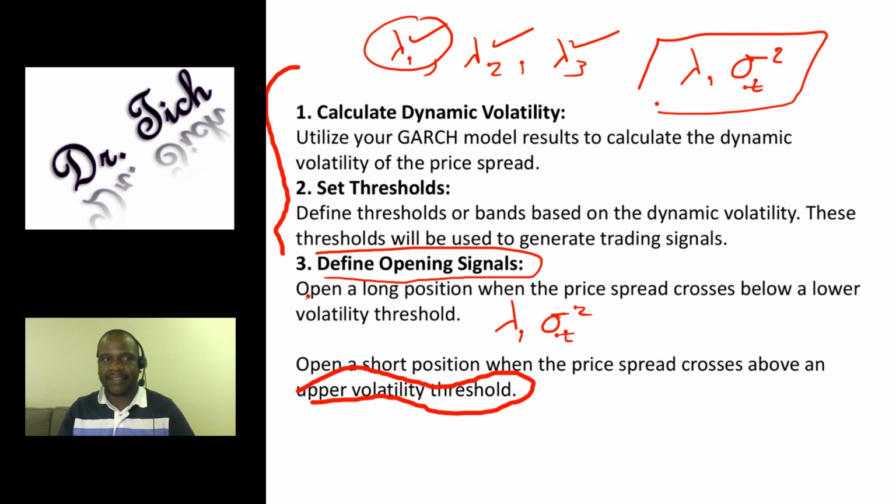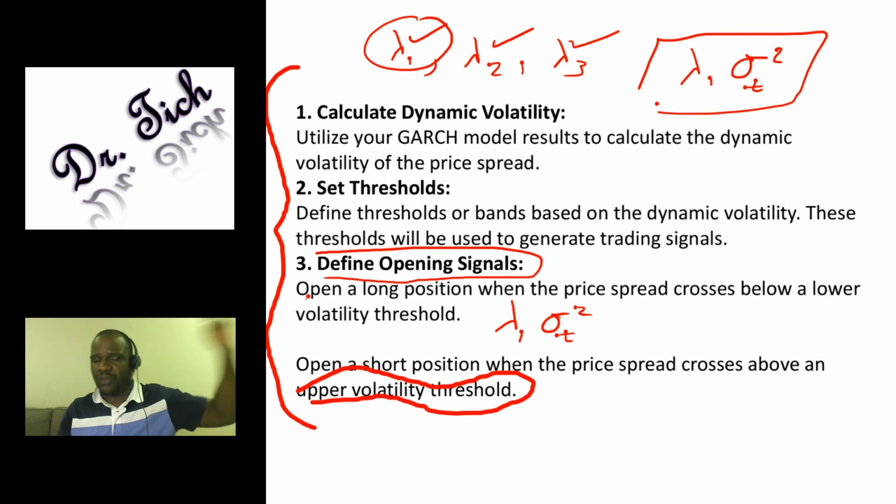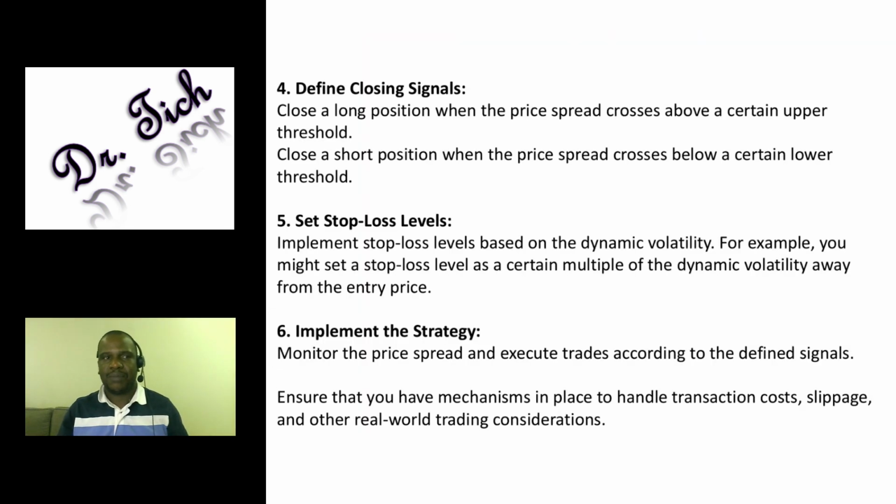That's your strategy. This is the strategy that you are now discussing to say, this is going to be my trading strategy. I'm going to do this when this happens, and this when that happens. Obviously we also have closing signals, where you close a long position when the price spread crosses above a certain upper threshold, and close a short position when the price spread crosses below a certain lower threshold. So this is a game of thresholds.